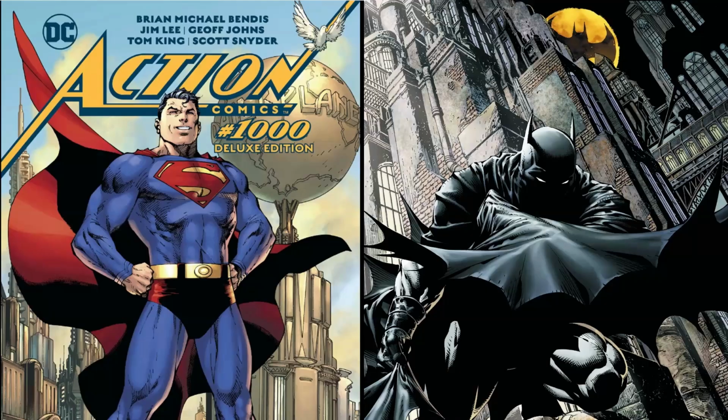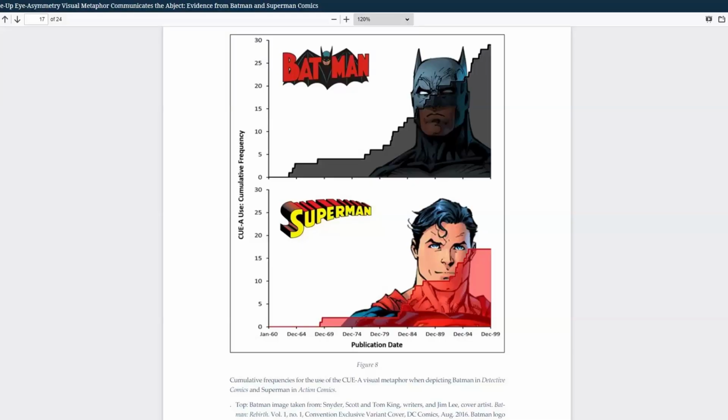So if close-up eye asymmetry is actually communicating this idea of like you versus not like you, then in comic book covers depicting Superman, you should not get a lot of close-up eye asymmetry. But in comic books depicting Batman, you should get a lot more close-up eye asymmetry. So once again, back to the comics, did the analysis.